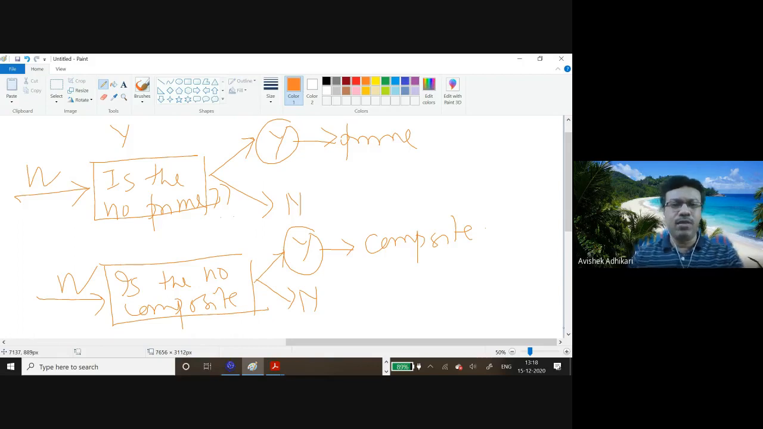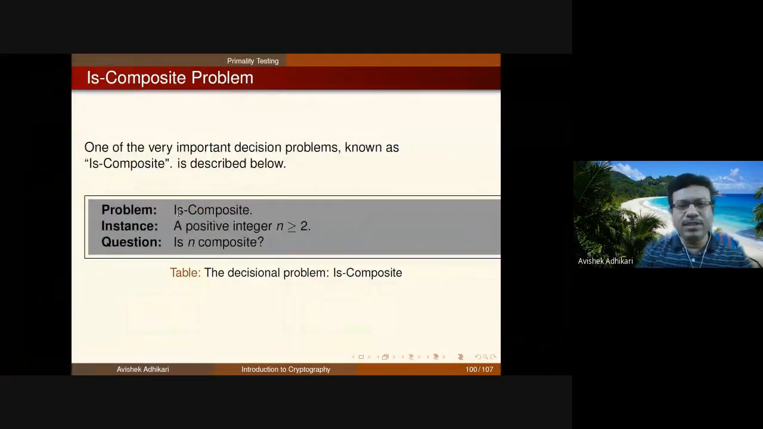Then you can understand why I am not considering this one, but I am considering this one. Because the law of quadratic residues will help me get my correct answer using this question. So here my question is composite. The instance, meaning input, is a positive integer n greater than 1, and the question is: is n composite? So it's a decision problem. Your answer will be either yes or no.